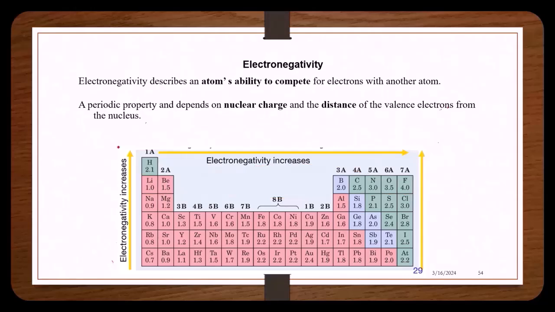Going up the column, we can see that electronegativity increases, and this is because the distance decreases as we go up the column because of the shells. Where period 1 would have 1 shell, period 2 would have 2 shells, period 3 would have 3 shells. So these valence electrons at the bottom would be much farther away than the valence electrons at the top. And we know from Coulomb's law that as the distance increases, the force will decrease.